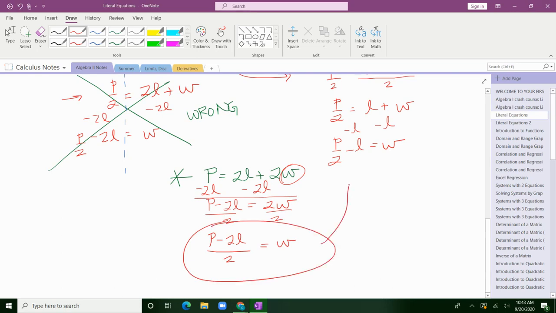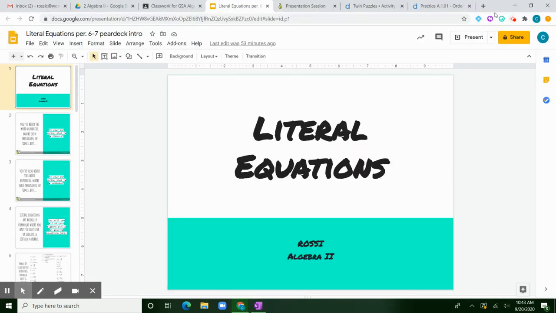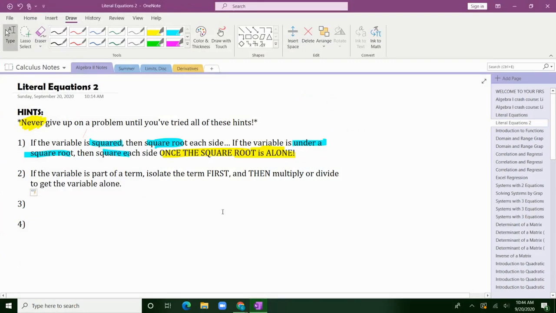Now this is the same as this. You would get that same thing if you took this expression and divided each thing by 2. So I'm going to go ahead and write a hint down for you related to that problem. Okay, so I have a hint typed for you right here, hint number 2. So can you jot that down? This is again what I just said before. If the variable is part of a term, always isolate the term first by adding or subtracting, then multiply or divide. Okay, so pause that if you need to write that down.